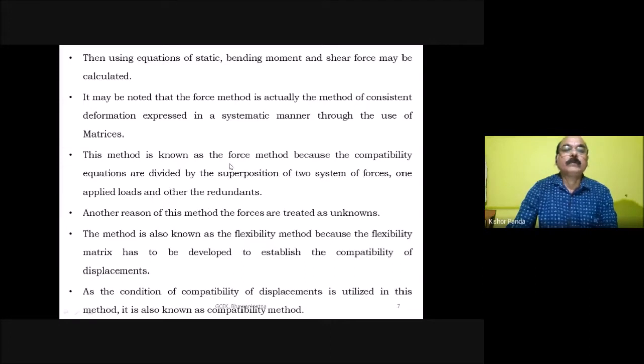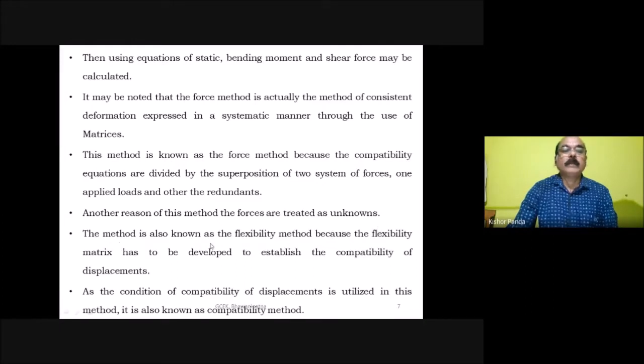This method is known as the force method because the compatibility equations are derived by the superposition of two systems of forces, one being the applied load and the other the redundant forces. Another reason is that in this method, the forces are treated as unknowns.